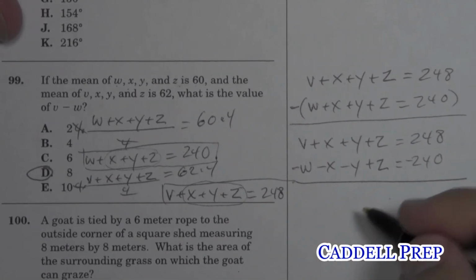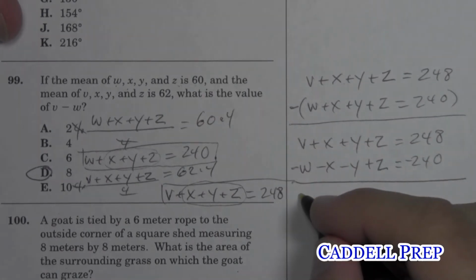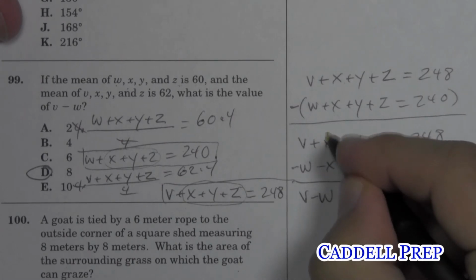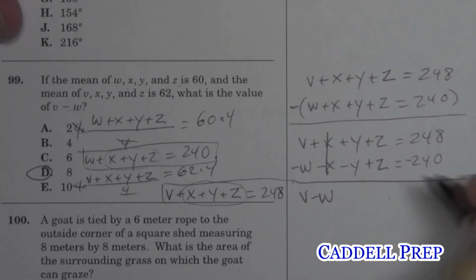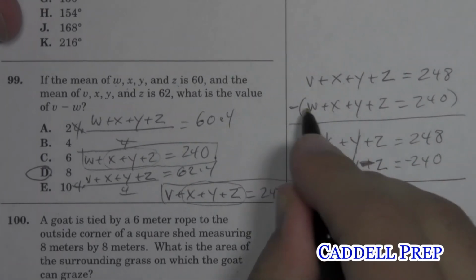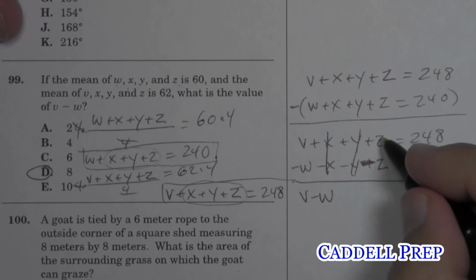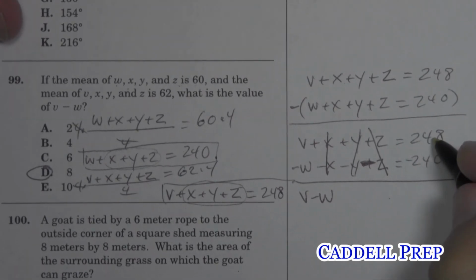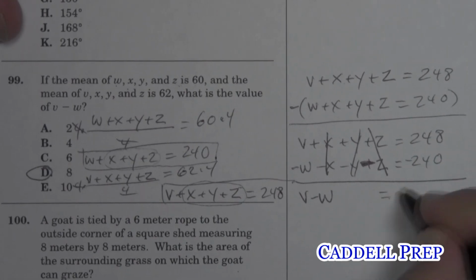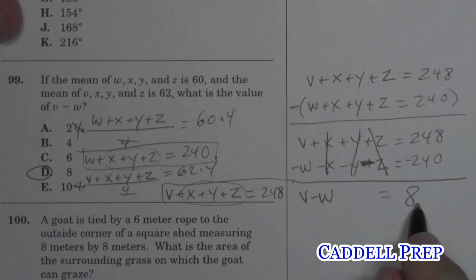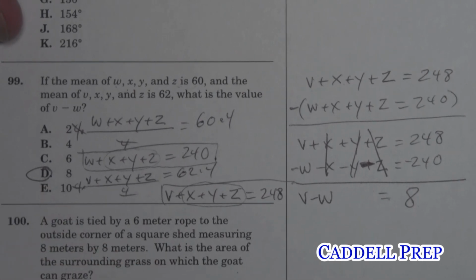And now I'm just going to add. So v plus negative w is simply v minus w. x plus negative x cancels out. y plus negative y is 0, that cancels out. This should be a minus because negative times positive z. So z plus negative z, that also cancels out. And then 248 plus negative 240, or 248 minus 240, would just give us 8. So v minus w equals 8. Again, the answer is choice D.